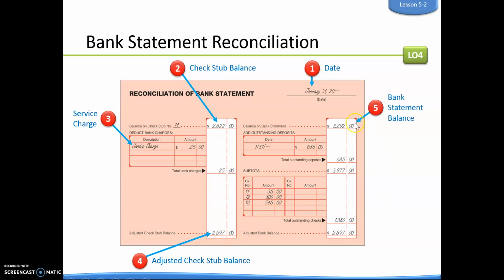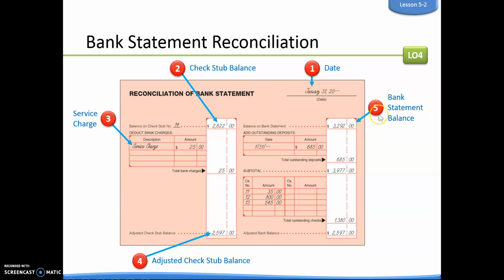Then the balance on our bank statement says that we have $3,292. So remember, these are our two starting points, and you can see how we're off by quite a considerable amount, almost $600. Our checkbook says we have $2,600, and our bank says we have $3,200. So that's a problem. That's why we're doing our reconciliation.